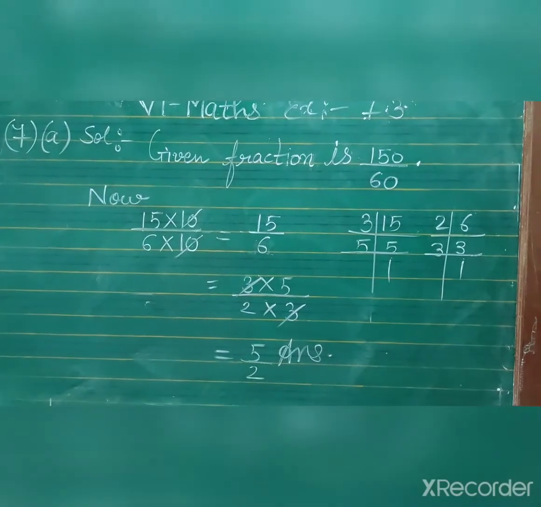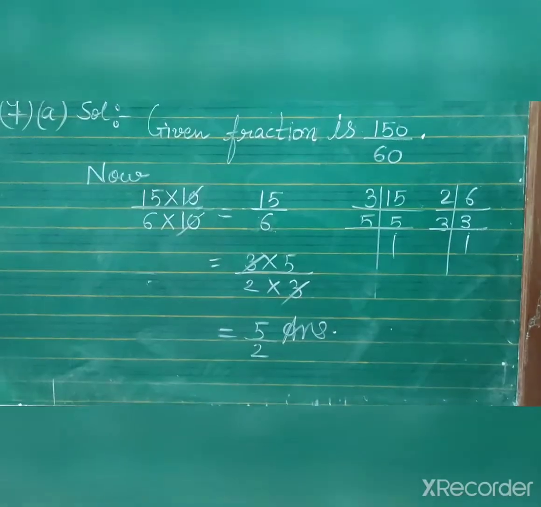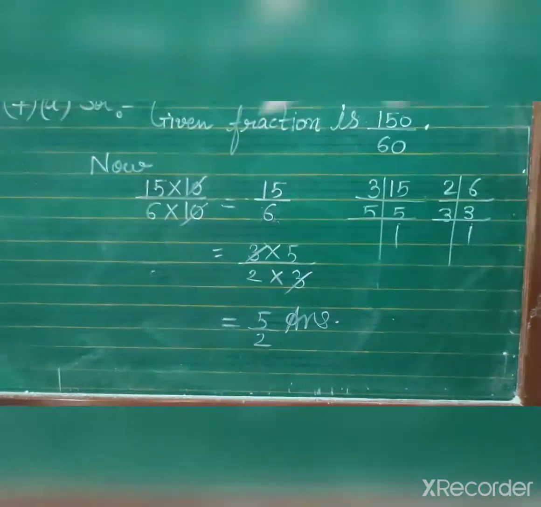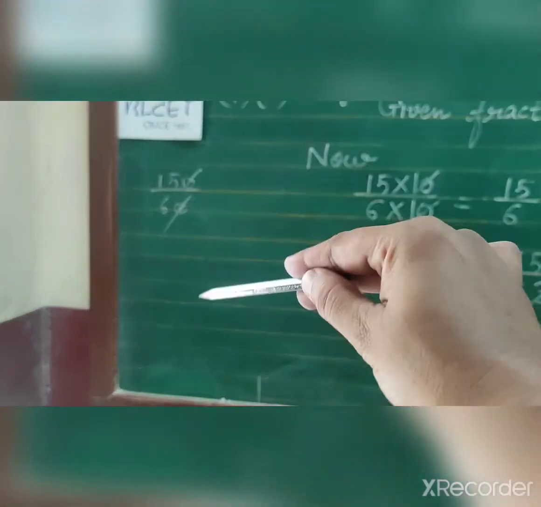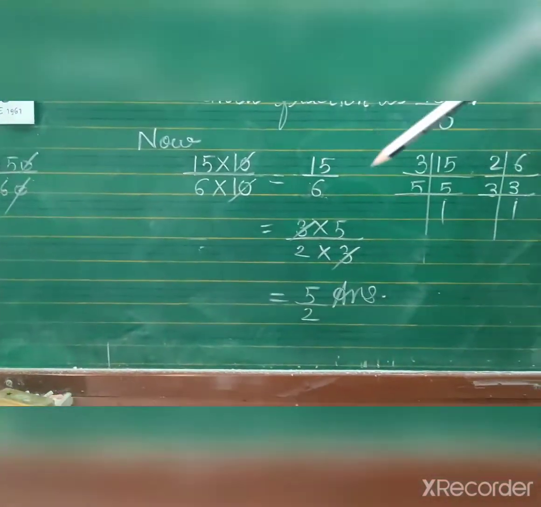Given fraction is 150 upon 60. Now we can write 150. 10 ones are 10, 10 sixes are 60, 10 cancels by 10. And we can directly cancel 0 by 0 also. In rough work you can see 0 cancels by 0. So 15 upon 6 is left.